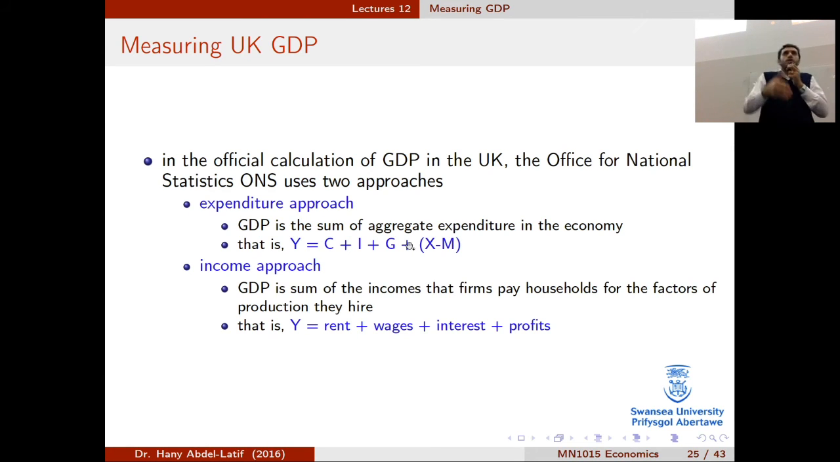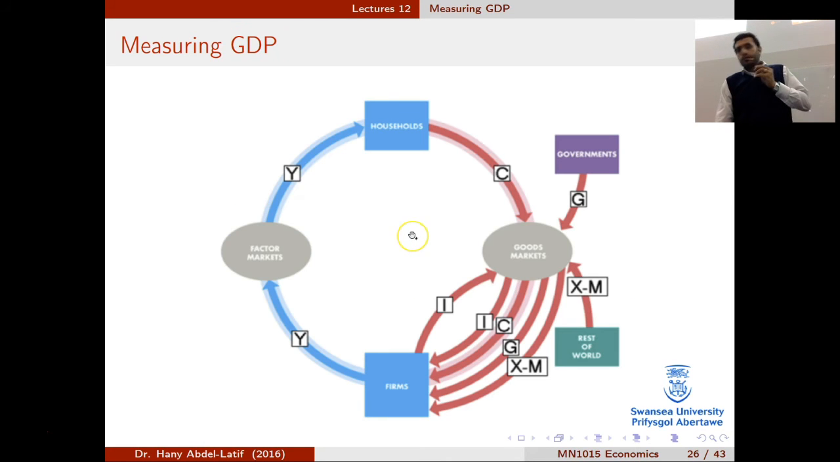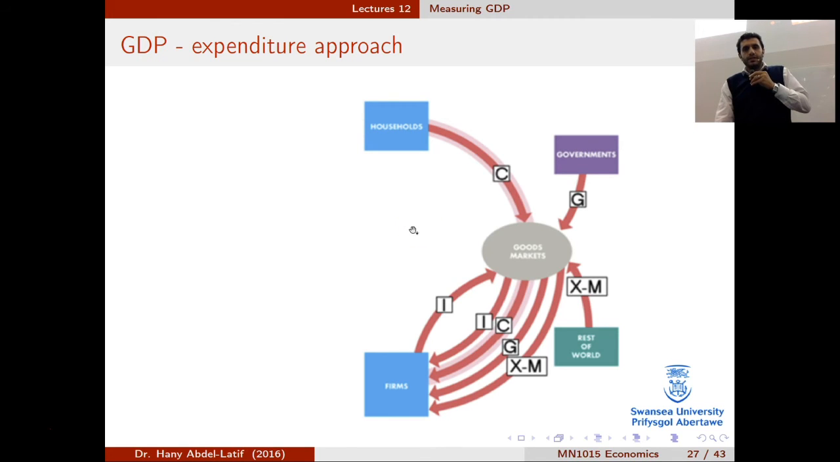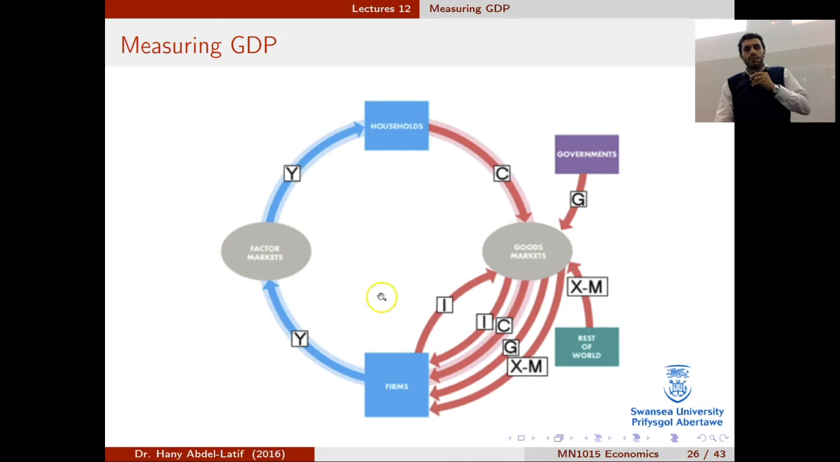And as we learned before, rent is for land, wages for labor, interest for capital, profit for entrepreneurship. So when firms hire these factors of production, they pay in return these incomes. If you sum up all these incomes together, you will obtain the GDP according to the income approach. Okay, so this is the expenditure approach, and this is the output approach, or when you add up all the final goods and services.